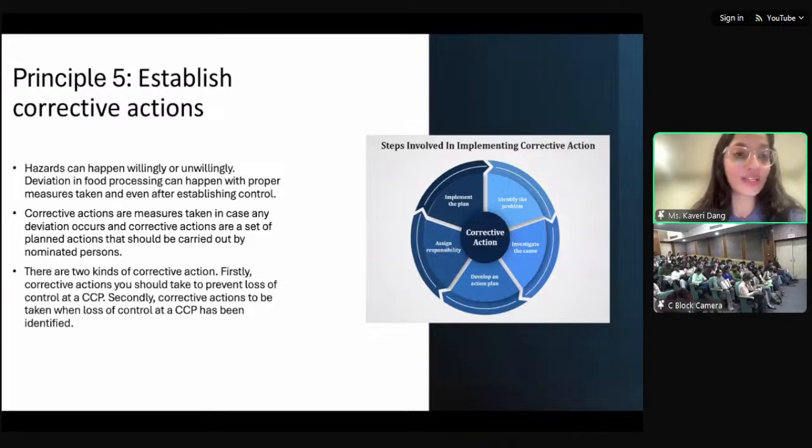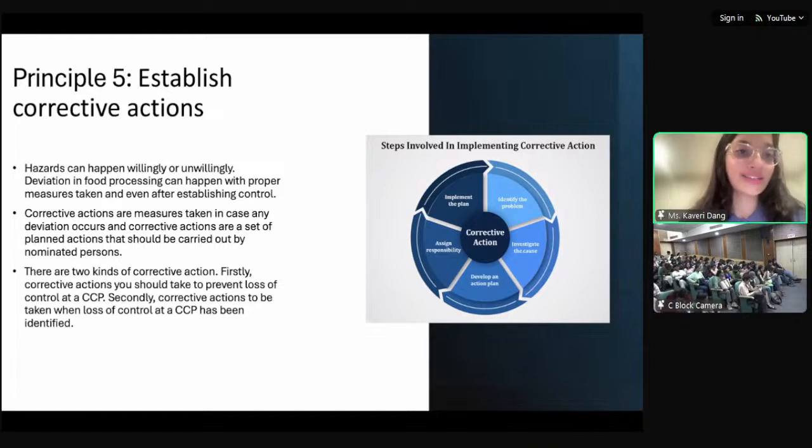Next is establishing corrective actions. So let's say some contamination event has happened. Now we need to make sure that we have established corrective actions to make sure that it does not happen in the future. And it also holds us accountable, so that if there was some mistake or some issue at the facility end, then because of these corrective actions, we would not be doing so in the future.